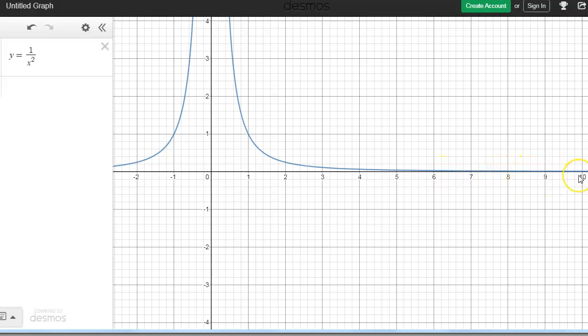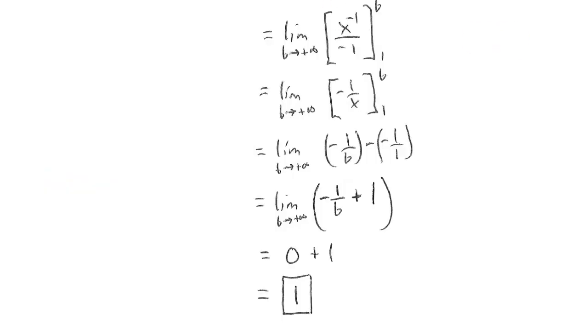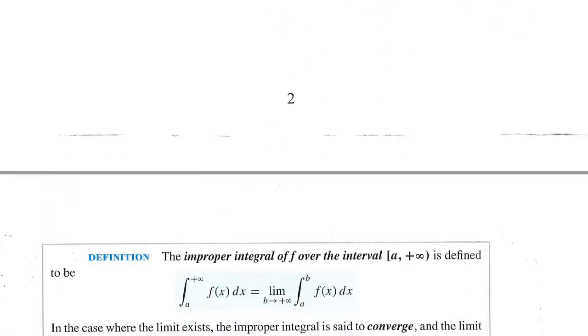actually when we integrate to 10, we get 0.9. We integrate out to 100, we get 0.99. Integrate out to 1,000, we get 0.999. That area is going to get closer and closer to 1. So that's pretty amazing, that this improper integral converges.